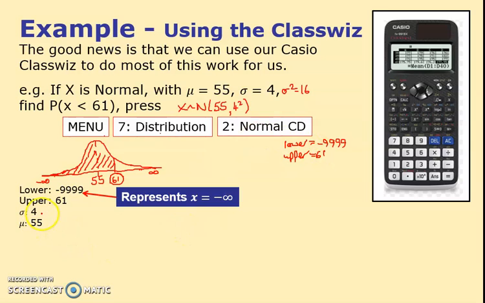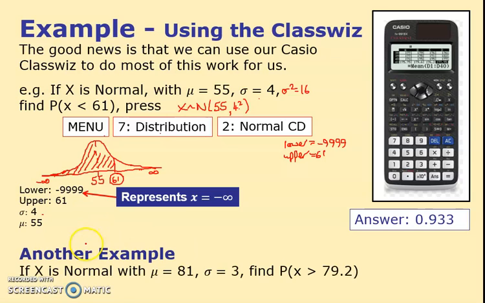Don't forget to enter your sigma. Notice it doesn't want sigma squared, it just wants the sigma, it wants 4. And your mu is 55. And when you've typed them in, press enter, and it comes up with the answer. So have I got mine in? 61 for 55, yeah, I've got mine in. I've got 0.933. Good, that's what it says, 0.933. And that's it, done.